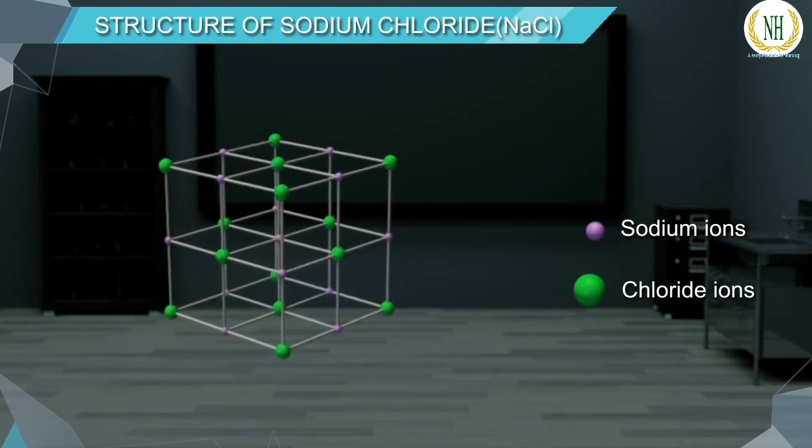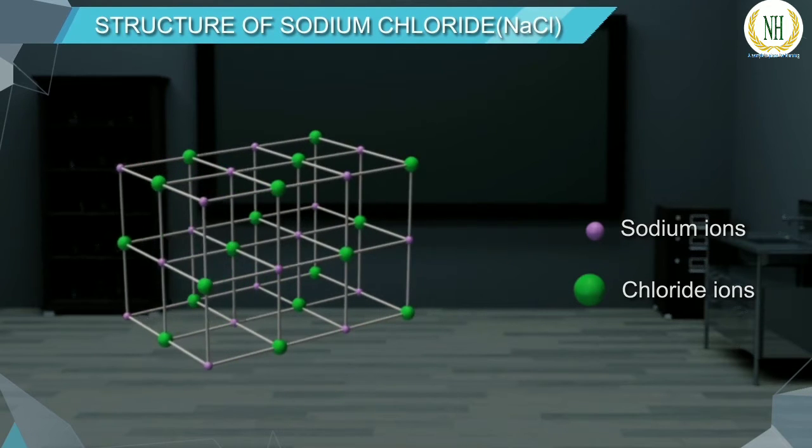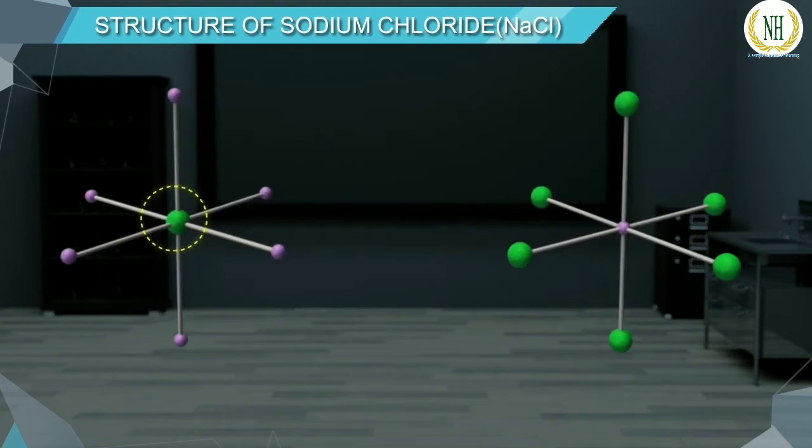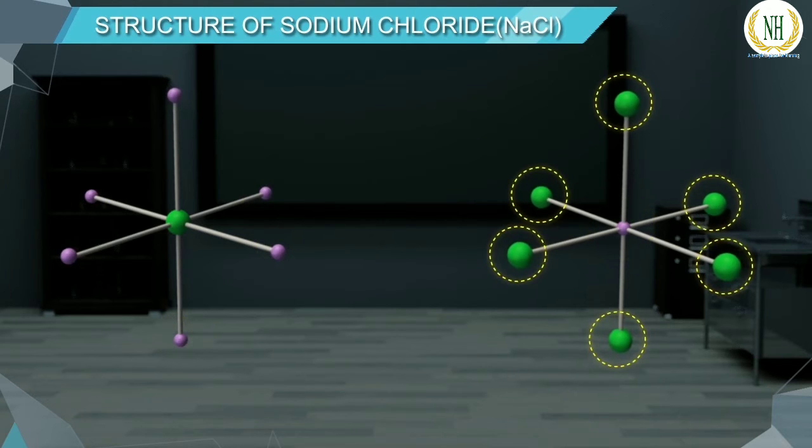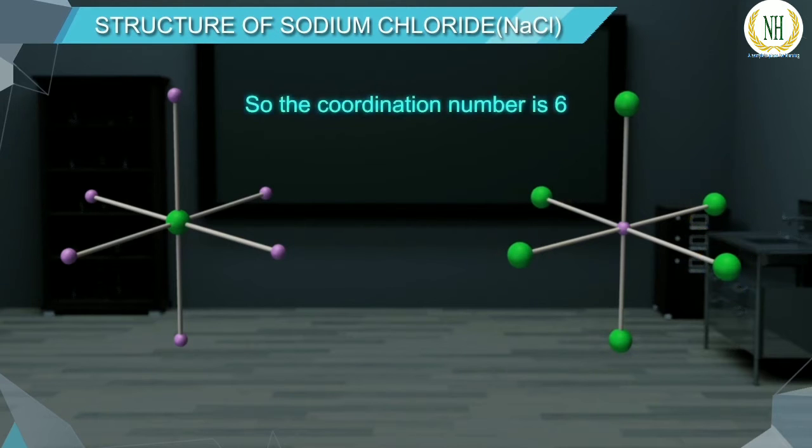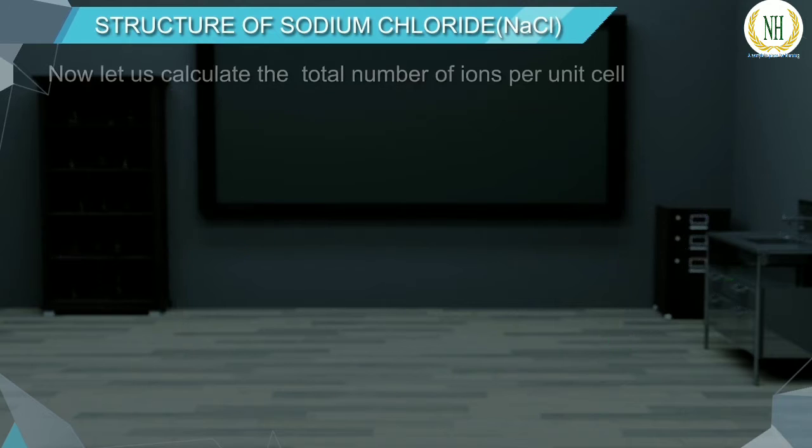On extending the structure, we will see that each chloride ion is surrounded by 6 sodium ions, while each sodium ion is surrounded by 6 chloride ions. So the coordination number is 6. Now, let us calculate the total number of ions per unit cell.